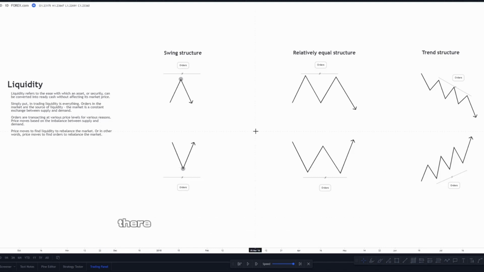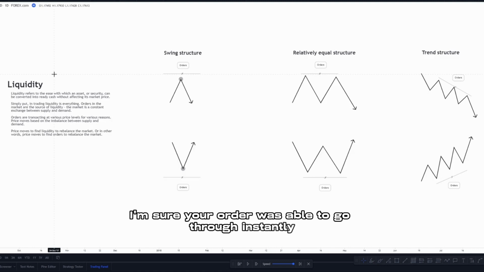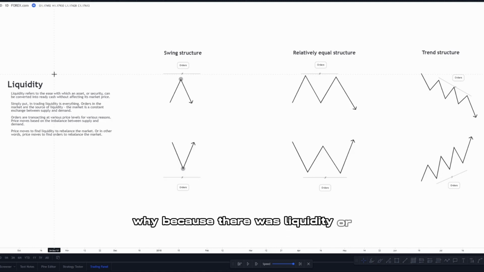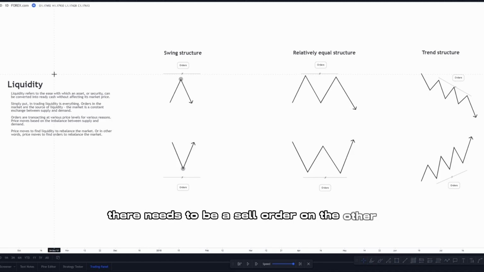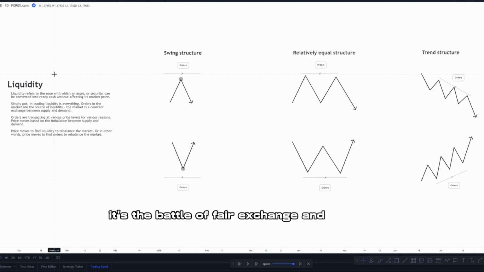What's happening is there are orders at various price levels willing to be facilitated for the purpose of transactions, for the purpose of liquidity. Because when you've hit buy or sell in the markets, I'm sure your order was able to go through instantly. Why? Because there was liquidity, or orders, to actually match your order. For every buy order in the market, there needs to be a sell order on the other end. And for a sell order, there needs to be a buy order. It's the battle of fair exchange and supply and demand.